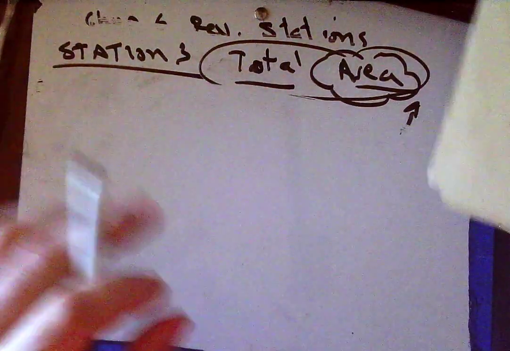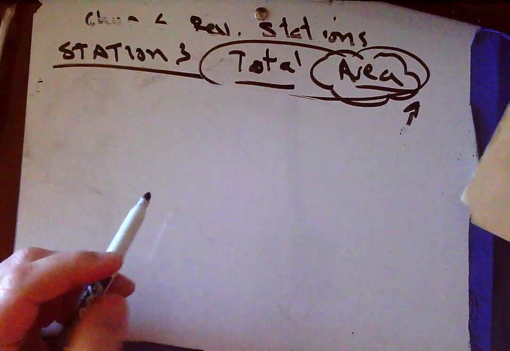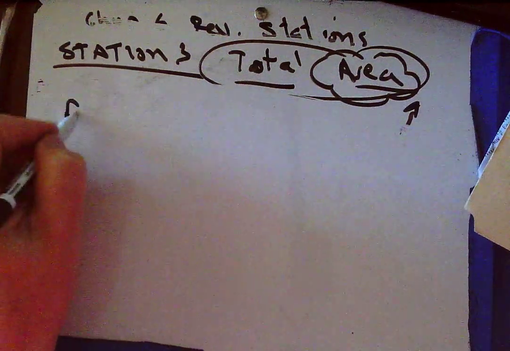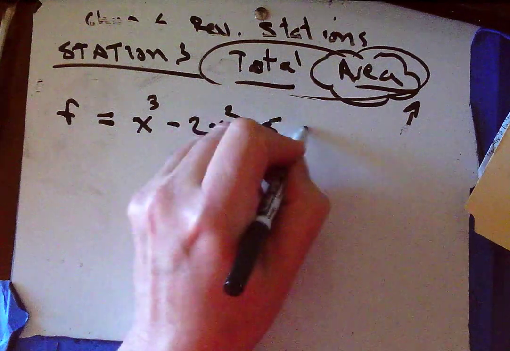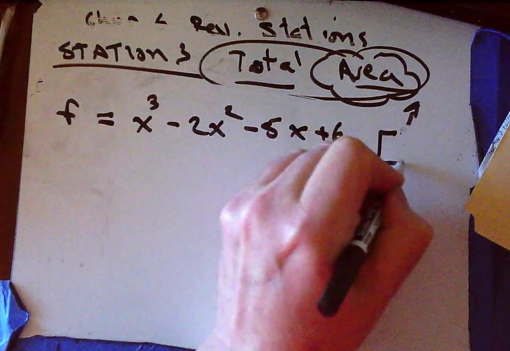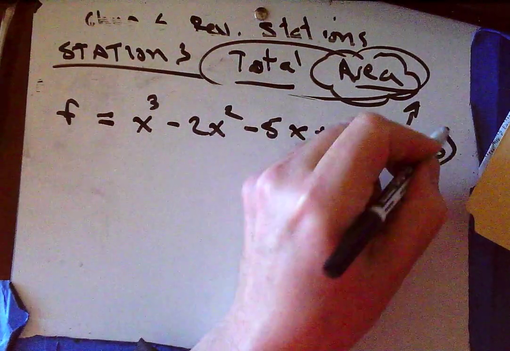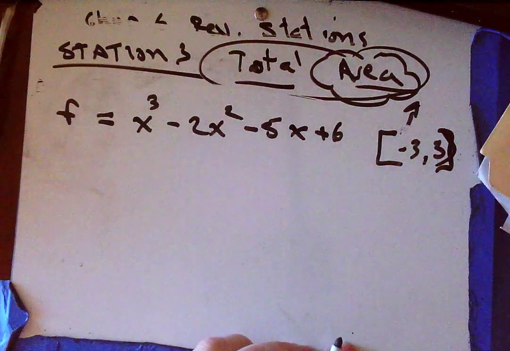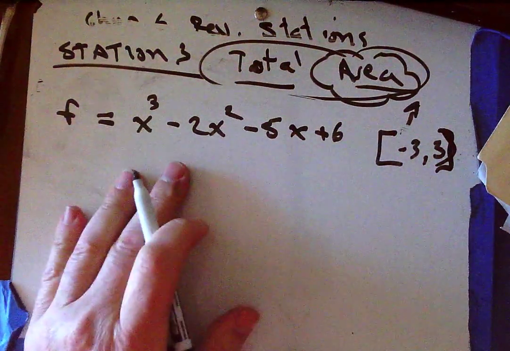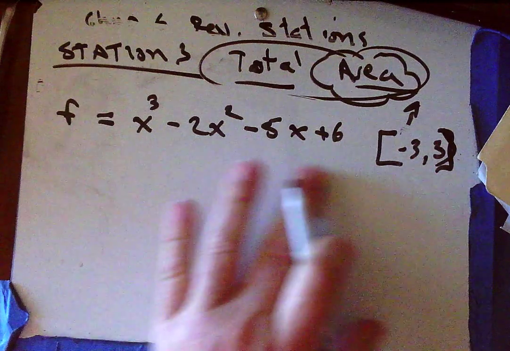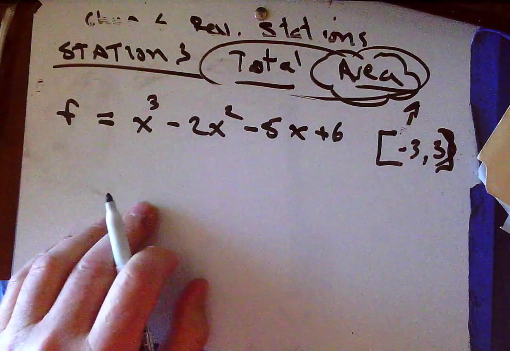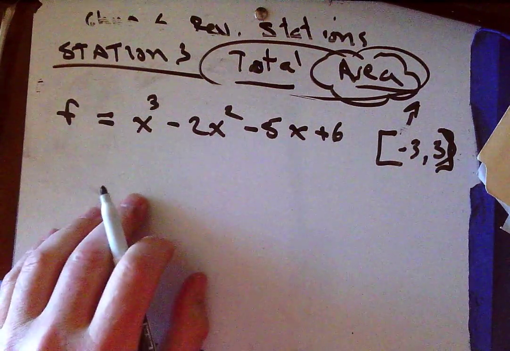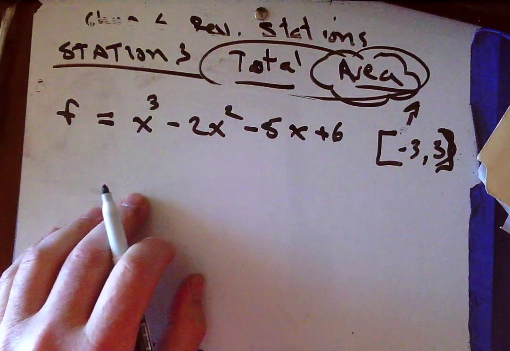All right, I think there's a second problem here. Yes, we now want f is x to the third minus 2x squared minus 5x plus 6 on -3 to 3. All right, and so here I feel a little challenged because this doesn't factor by grouping. And so I'm not necessarily sure how I'm supposed to break this up.